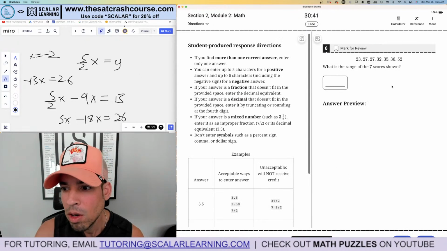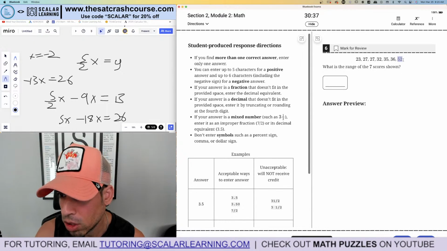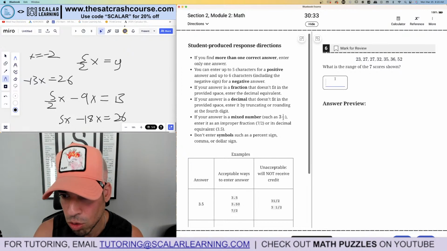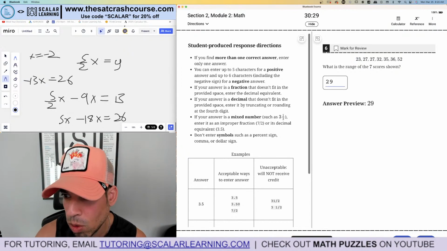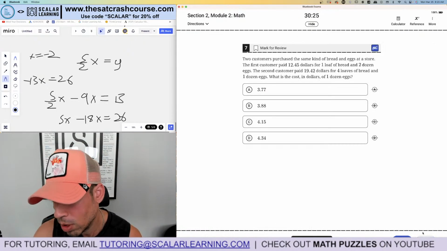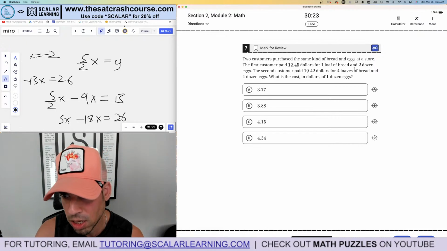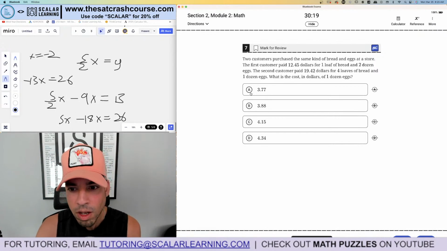I'll come back maybe. What is the range of the 7? Okay, range is the greatest value, which looks like 52, minus the smallest value, 23. So 52 minus 23 should be 29, and that's how you do it. You can double check with the calculator if you want. I'm just going to make sure I didn't see anything small. Yep, okay. To make sure 23 is the smallest. 2 customers purchase the same kind of bread and eggs, excuse me, at a store.